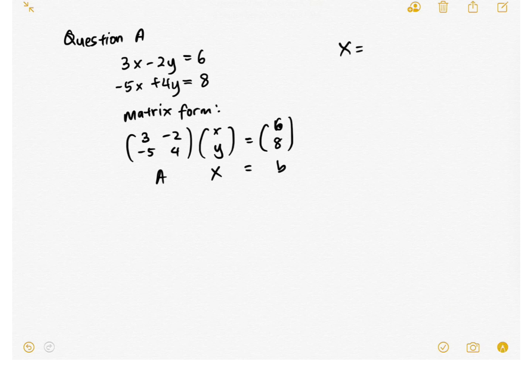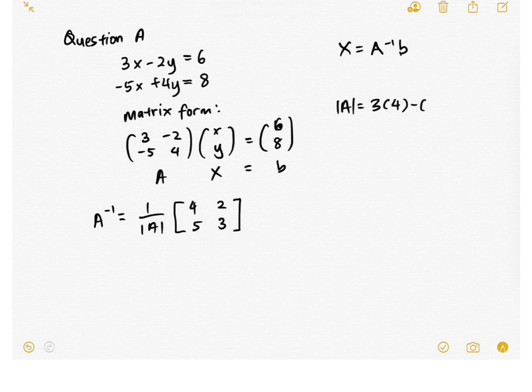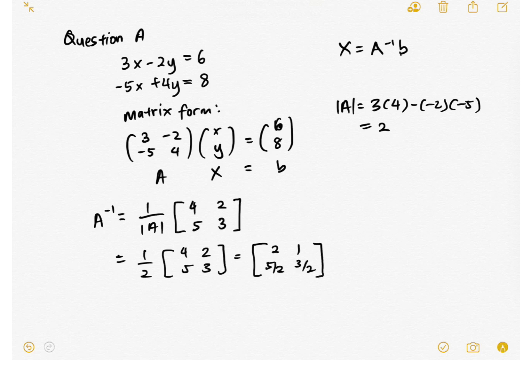Okay, so remember to find x, then you have to perform an operation of A inverse multiply with B. So we find our A inverse here. Okay, so this is your A inverse, then your x will be equals to your A inverse times with B, which is 6 and 8.